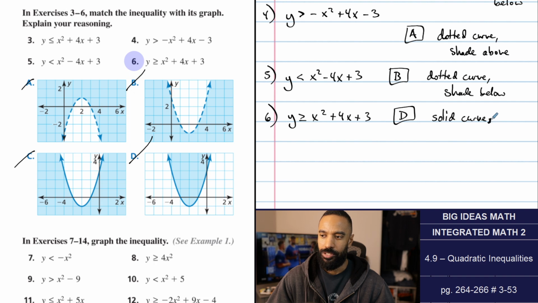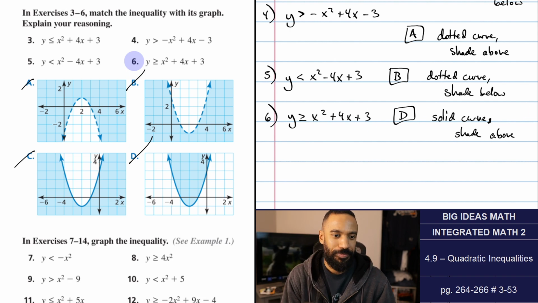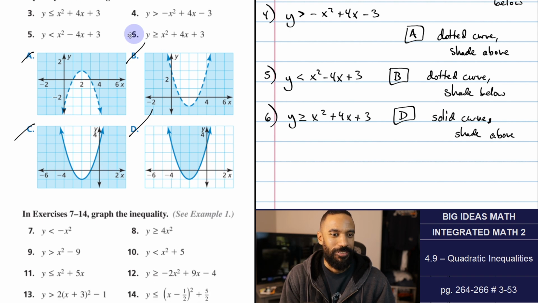Oh my gosh. Solid curve, shade above. The fact that I haven't written anything in a while is kind of scary. Ugh, okay, sorry about that.